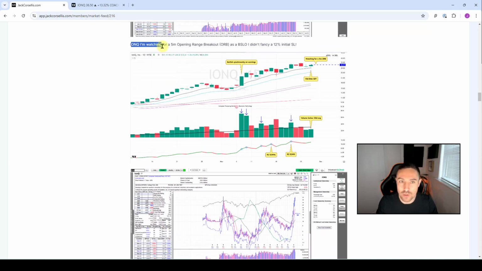And IONQ, I'm watching for a 5-minute opening range breakout, so ORB, as a buy stop limit order. I didn't fancy a 12% initial stop loss, so we'll talk about that. Sometimes I like to use a buy stop limit order. Other times I like to use an opening range breakout. So we'll talk about that as we are going through the chart.